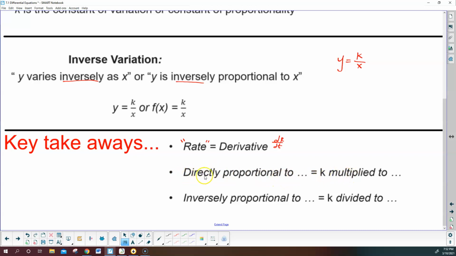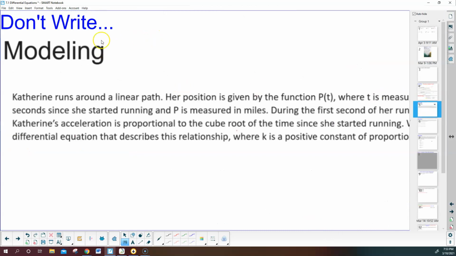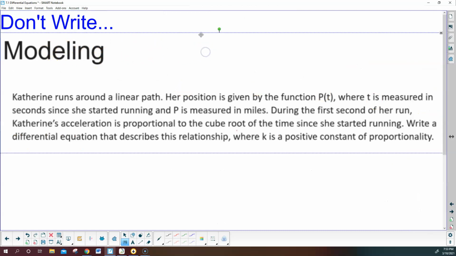So when you see the words directly proportional, think y equals k times x. If you see inversely proportional, think y equals k over x. So that should be a quick review of Algebra 1 for you. And we're going to show you how to just model situations.